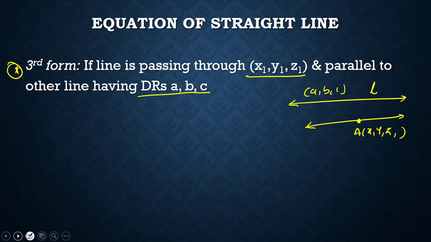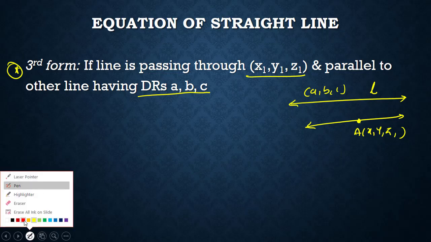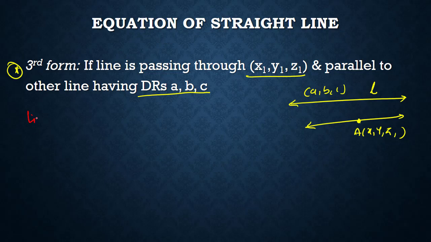Now can you tell me what is the condition for the direction ratios of parallel lines? If lines are parallel, then their direction ratios are what? Same. Their direction ratios should be same or in proportion. We have seen this already in the previous video. If you have not seen it, please go through that. Parallel lines' direction ratios should be same or in proportion.